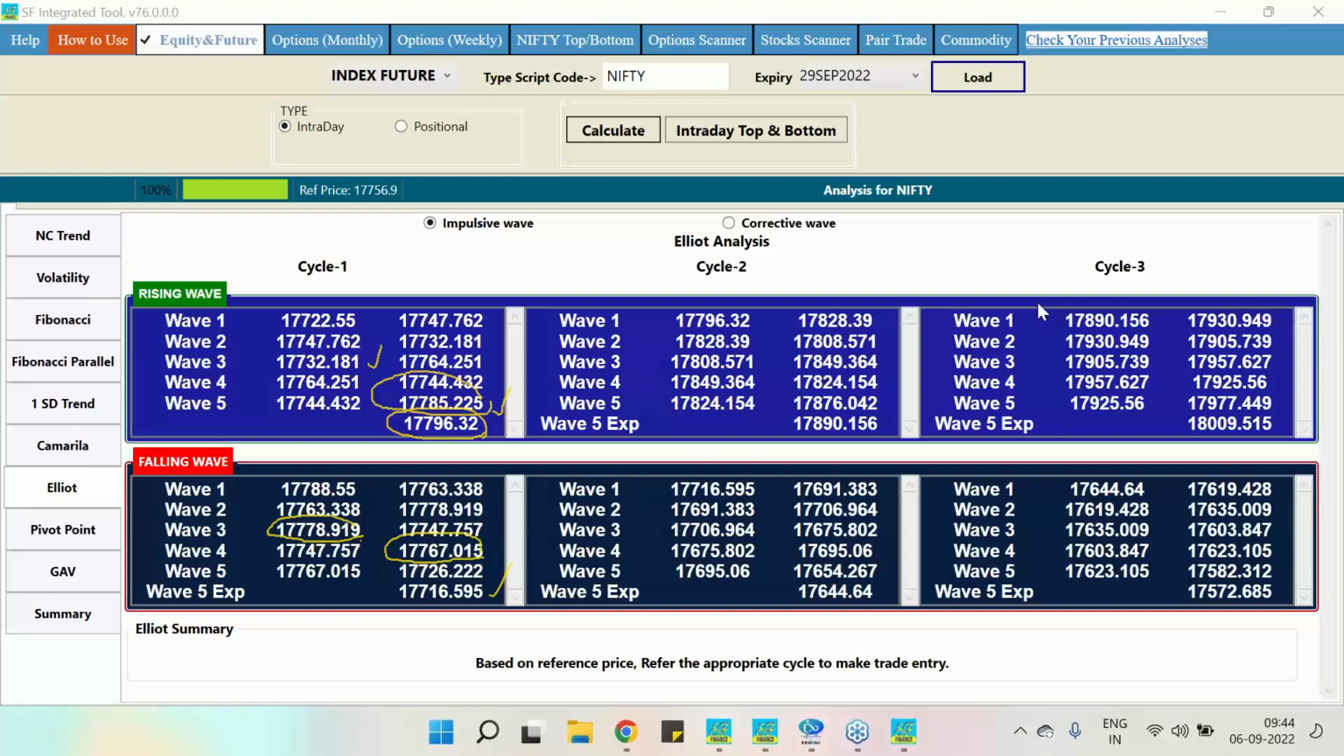First, identify the pattern. Second, identify the entry points. These are the very important parts of your Elliott wave. And today it is following the cycle, the impulsive cycles. So if the uptrend continues, we may expect till 17,890. If the uptrend surrenders and comes back, then we may expect 17,644 also.